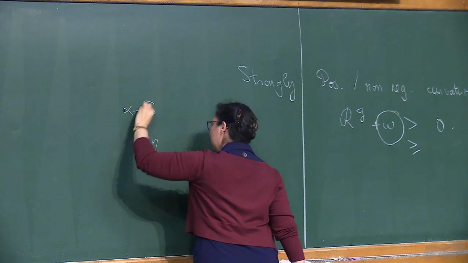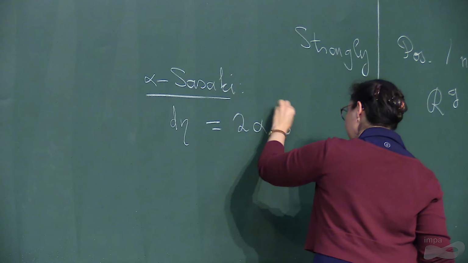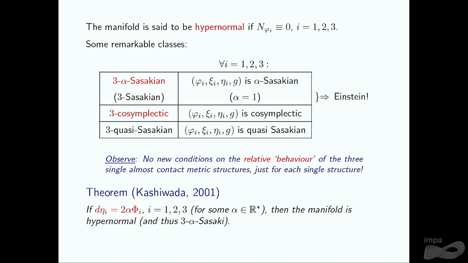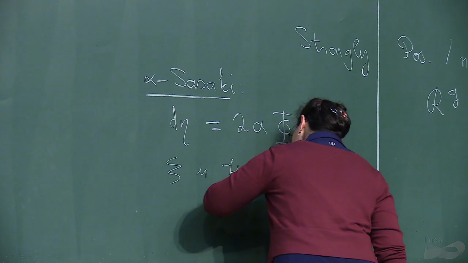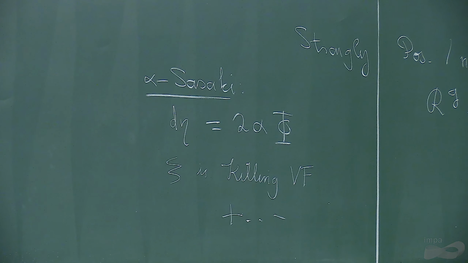So for alpha Sasaki, you definitely need d eta equals 2 alpha phi, plus the Reeb vector field psi is a Killing vector field, plus another equation, which I will just skip. You can say just a rescaled Sasaki. Yeah, but she was asking only about alpha Sasaki, not free Sasaki. So only Sasaki. Okay. Right.